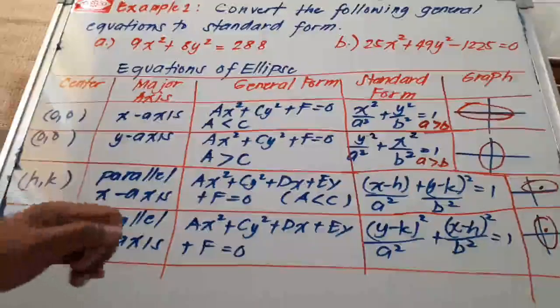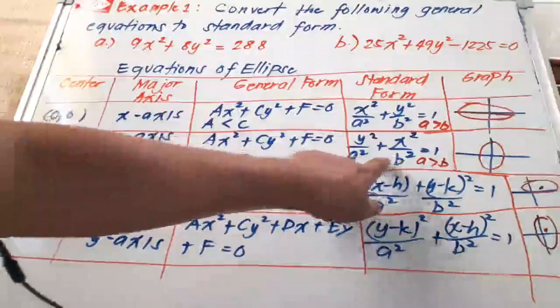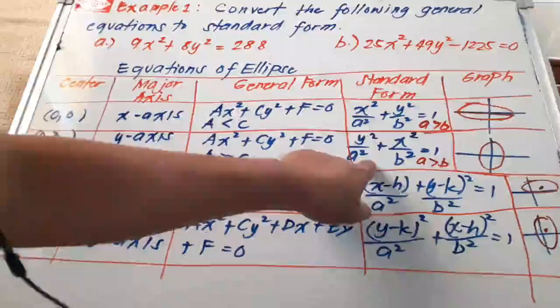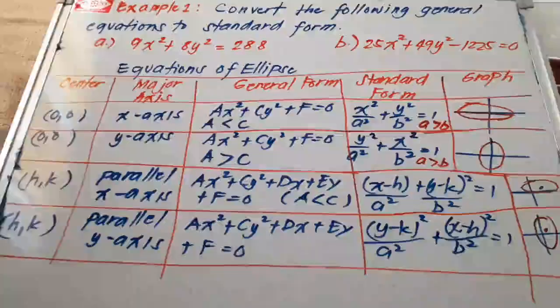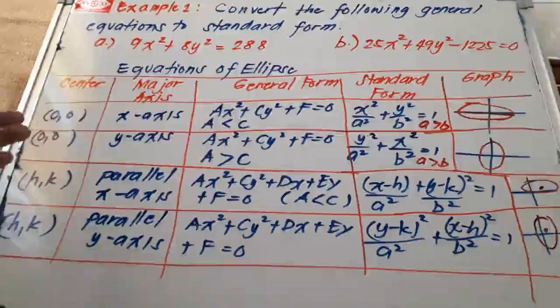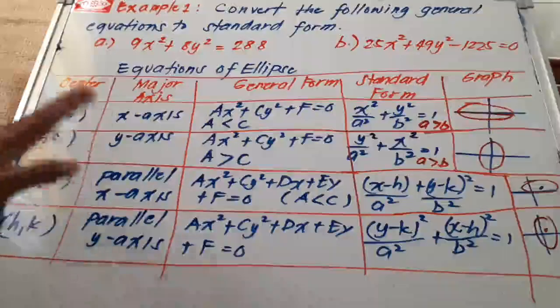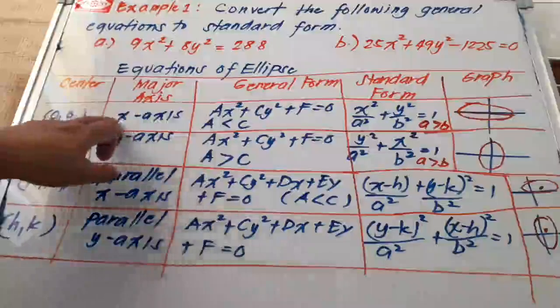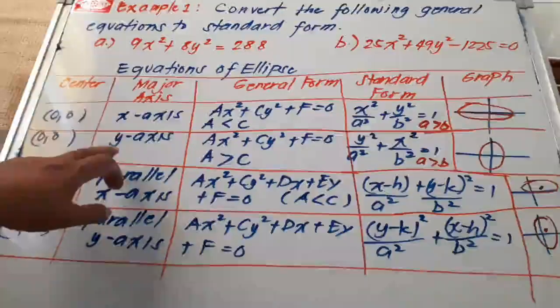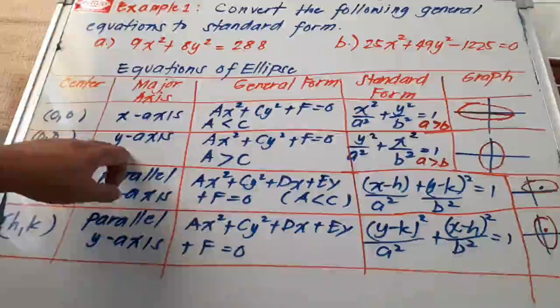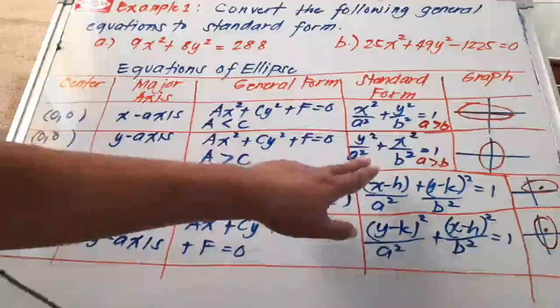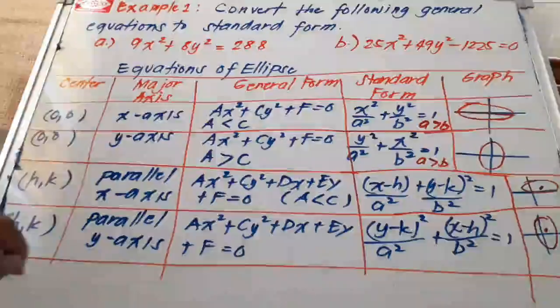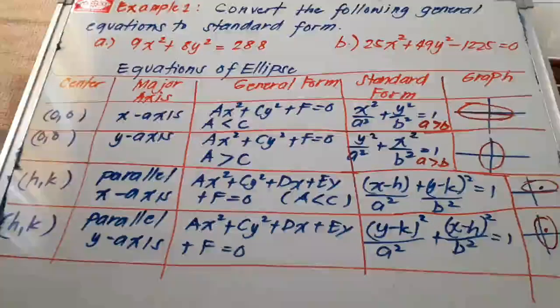Sa makatuwid, kung alin ang mas malaki sa denominator ni x squared at saka y squared determines kung ang kanyang major axis is along the x-axis or along the y-axis. At yun din ang mag-determine kung horizontal ang ating ellipse o kaya vertical ang ating ellipse. Okay?